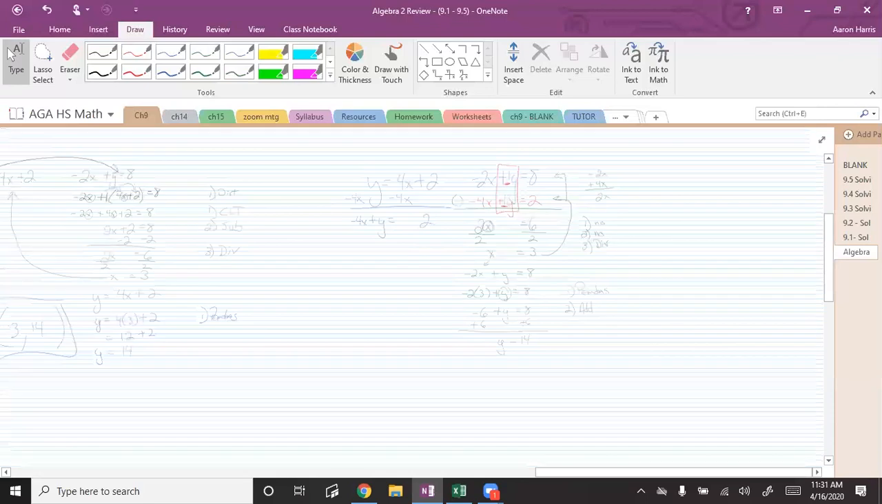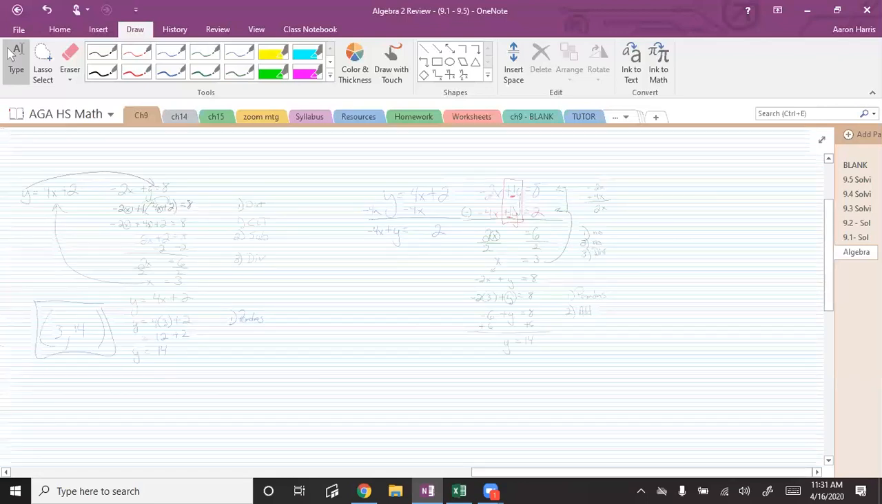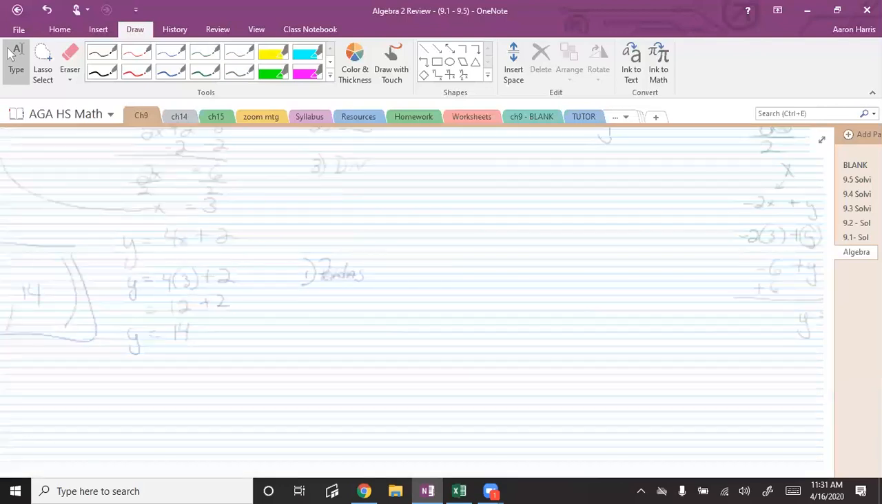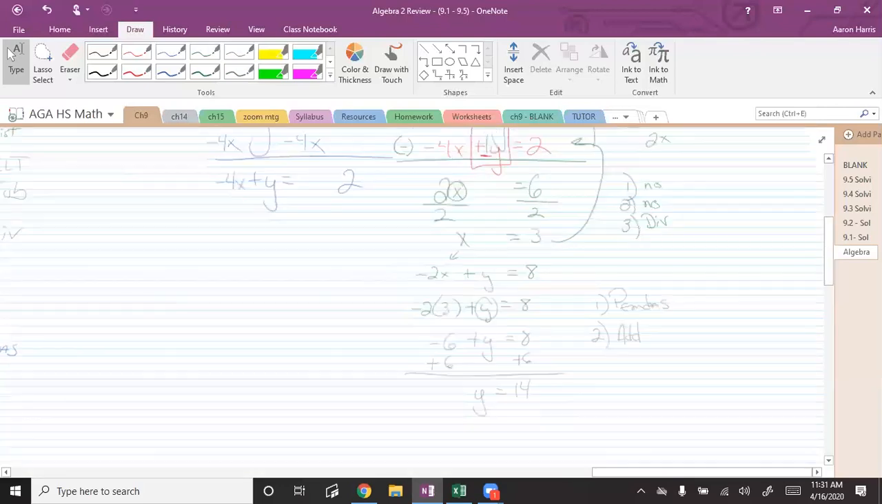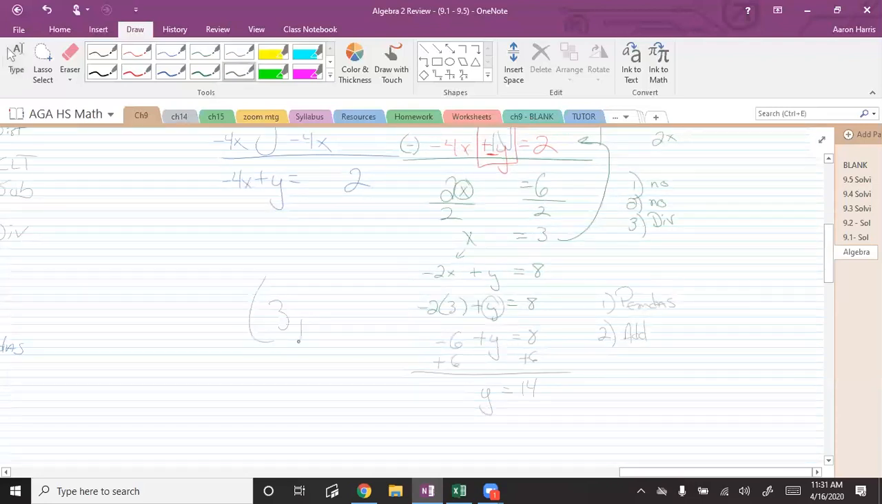Isn't that the same as substitution? Mm-hmm. So substitution, we got 3 and 14. Elimination, I got what? x equals 3, y equals 14. So I get 3 and 14 again. Yes?